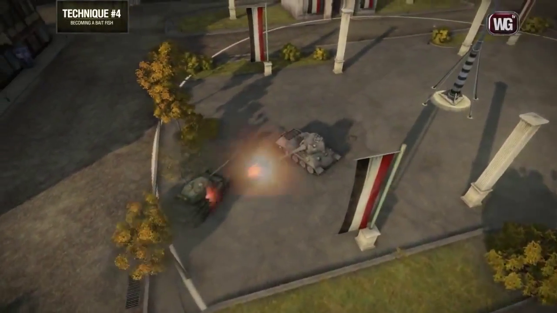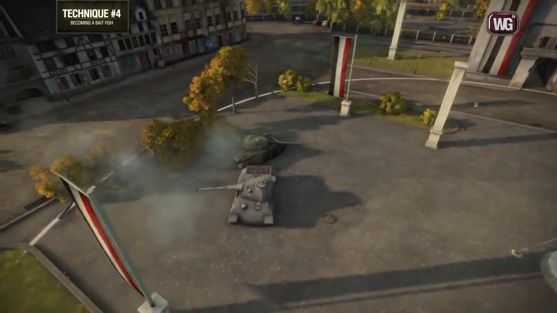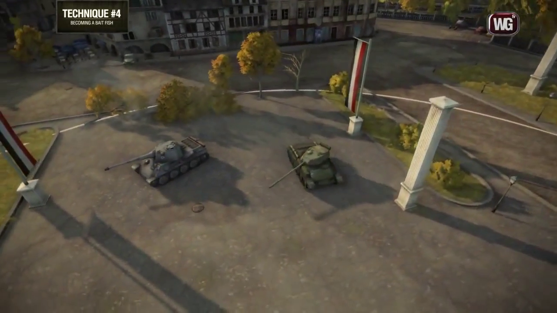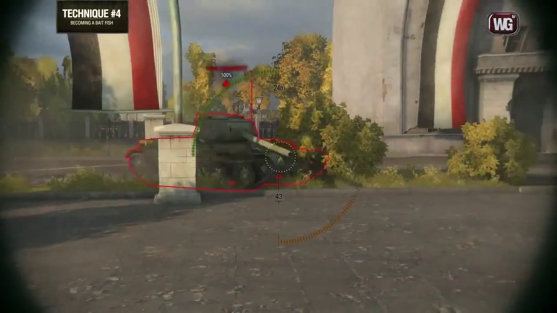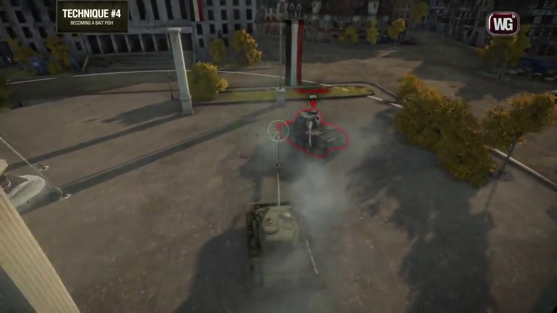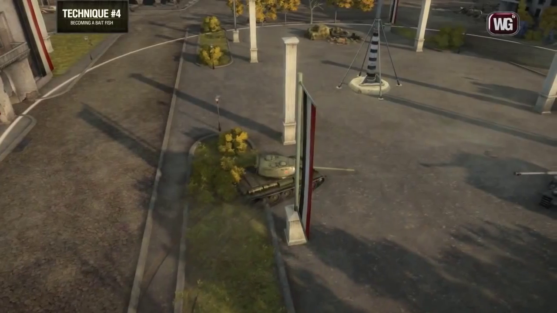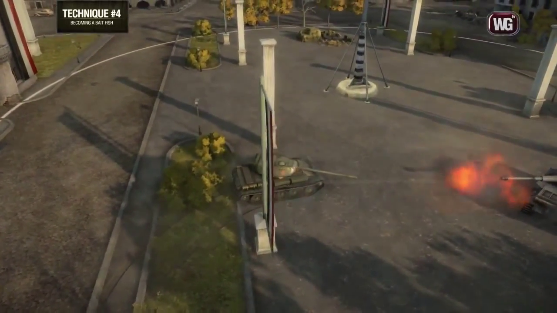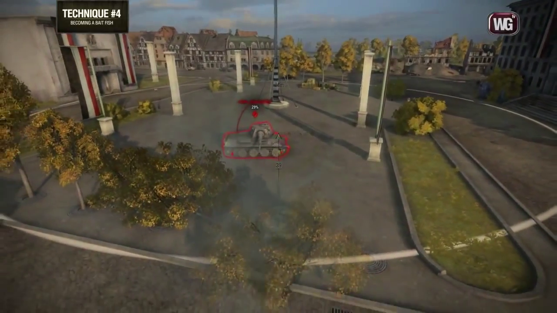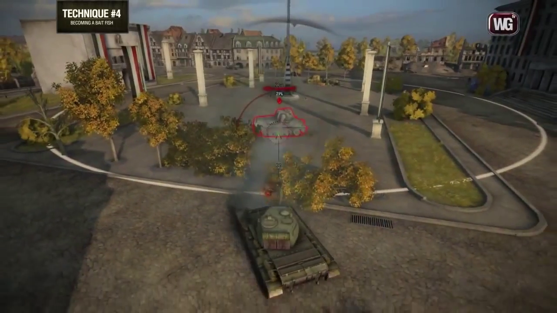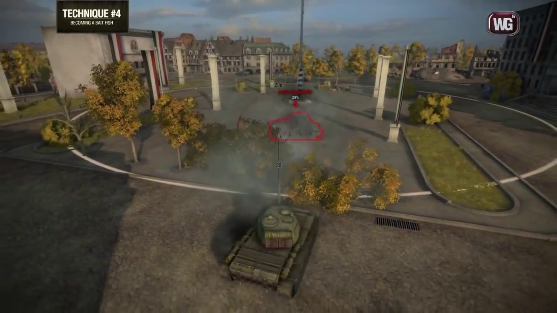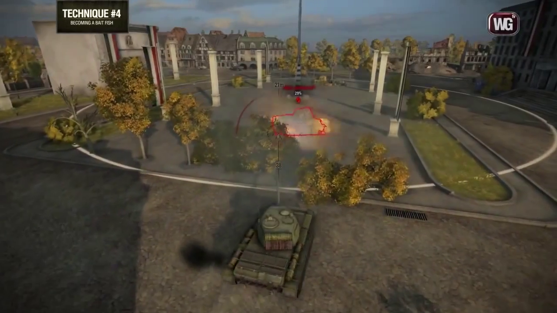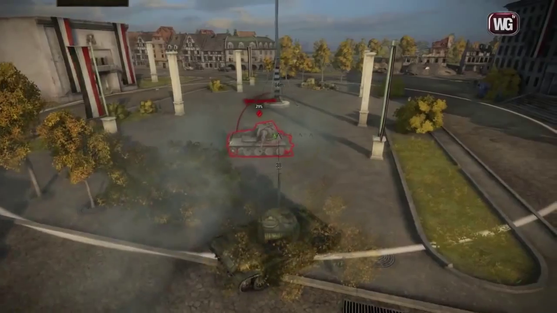Technique number 4. Becoming a bait fish. Now that's a challenge. You have to be a real pro to do this right. Let your enemy fire at your hull side, then quickly turn into a diagonal position. This way the shell will ricochet. As a result, your tank won't get damaged. Sudden, surprising movements are always useful in an engagement if you can manage to keep your crosshairs on the target. Nevertheless, don't forget that rotating the hull also decreases its speed.